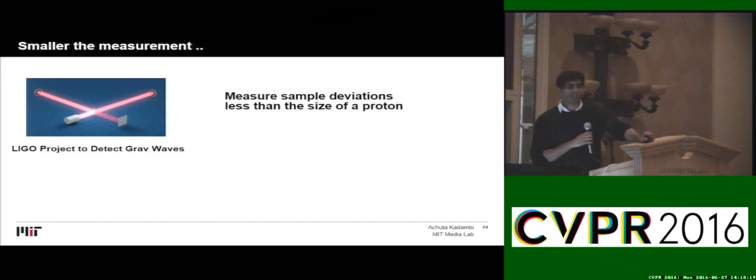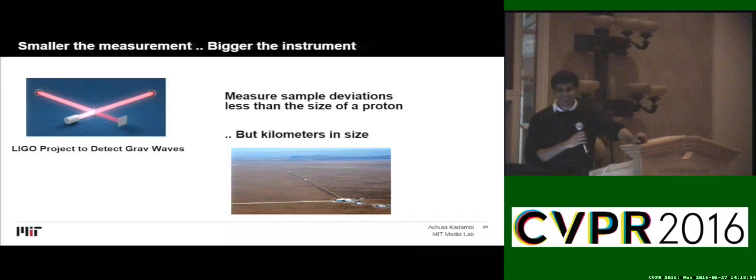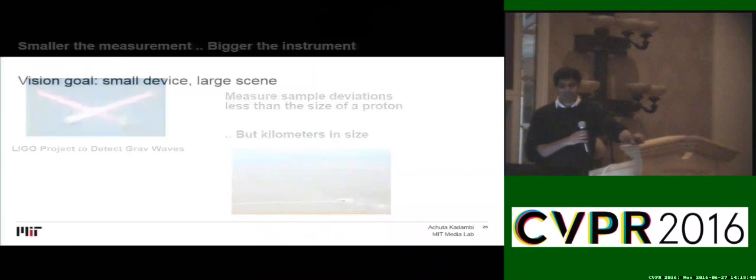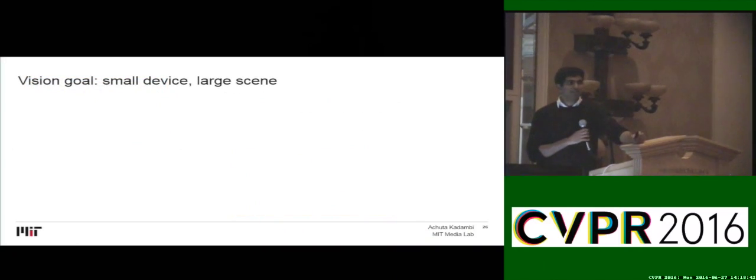If you really want to take this to an extreme, I can underpin the point by bringing up the recent LIGO project that made waves for its gravitational wave detection. You can measure sample deviations less than the size of a proton with this technique. That's pretty amazing. But to do this, you need a 4-kilometer interferometer. So you could say maybe the smaller the measurement, the bigger the instrument. And that's not what we want in vision, right? We want a small device that works on a large, meter-sized scene.